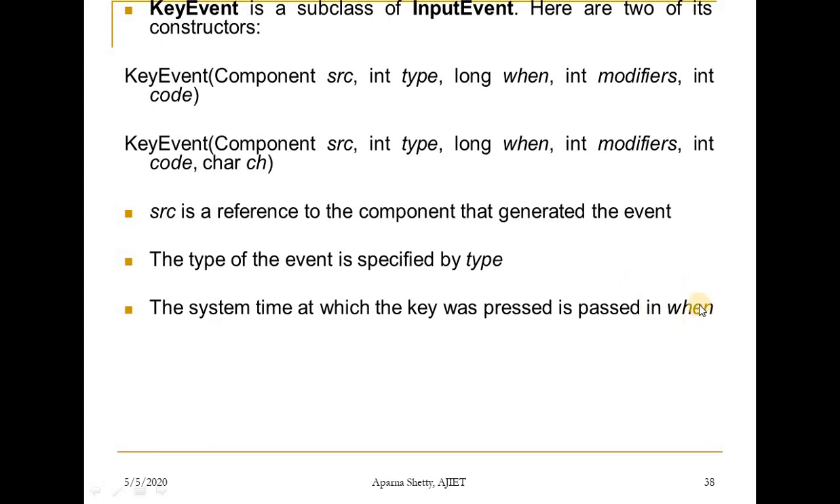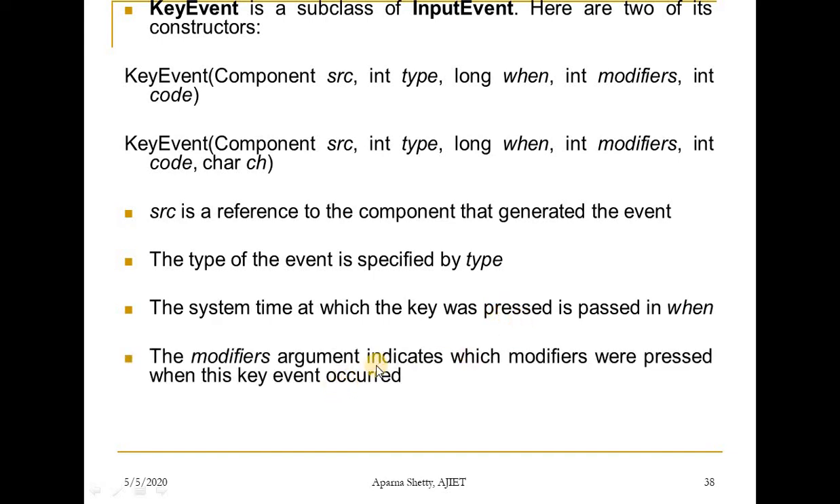When is the timestamp when this key was pressed, or the system time at which the key was pressed. The modifier argument indicates which modifiers were pressed when the key event occurred. So if you press any shift, alt or control keys, in that case the modifier argument indicates which modifier you pressed when the key event occurred.